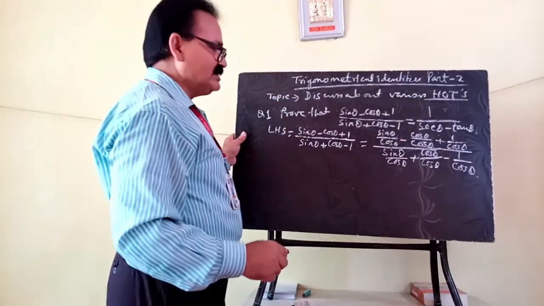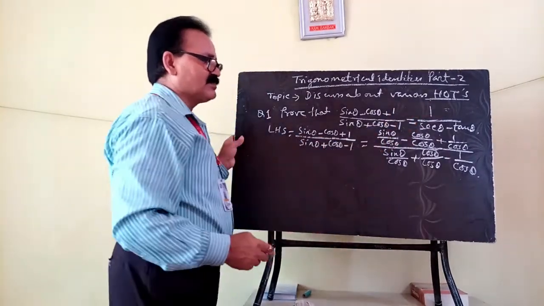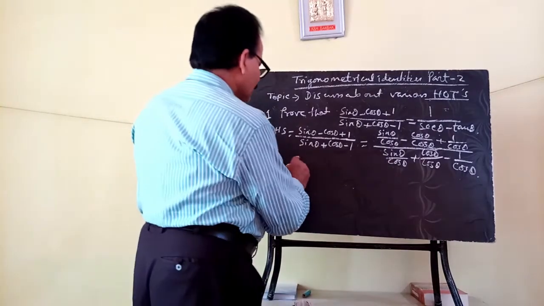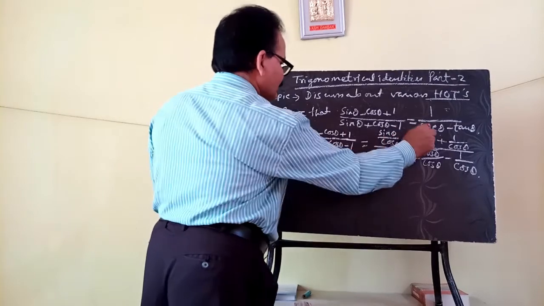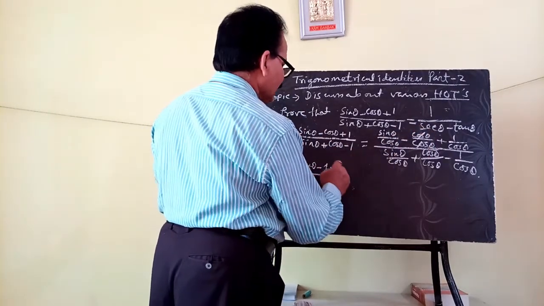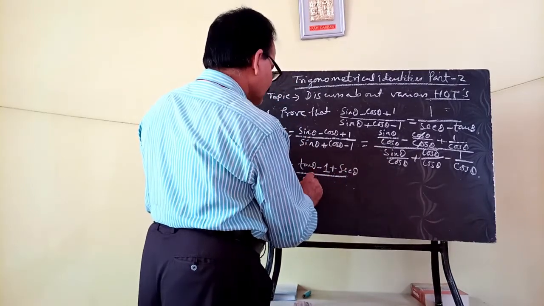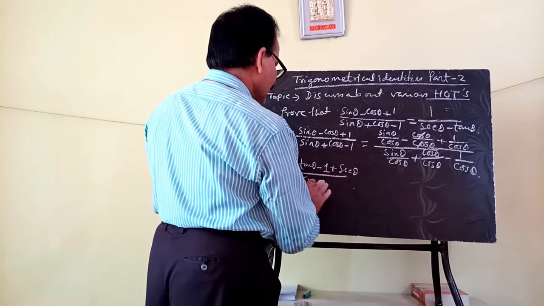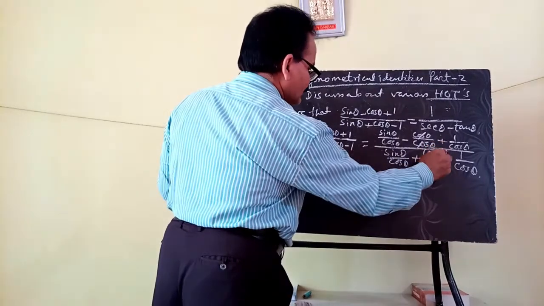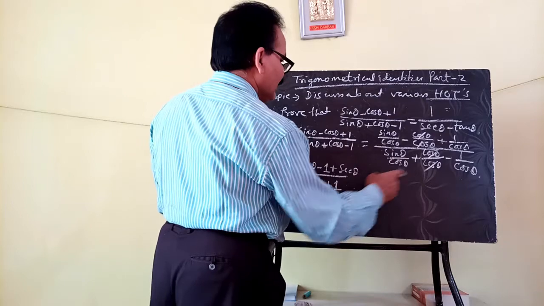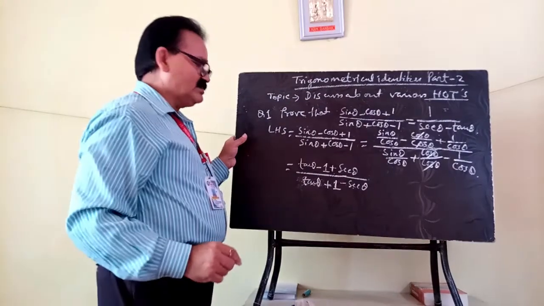Okay, what have you seen? I have divided each term of the numerator and each term of the denominator by cos theta. After this division, sin theta by cos theta is tan theta, minus cos theta by cos theta is minus 1, and 1 by cos theta is sec theta. In the denominator also, sin theta by cos theta is tan theta, plus cos theta by cos theta is plus 1, and on the right side minus sec theta. So you have got this much.